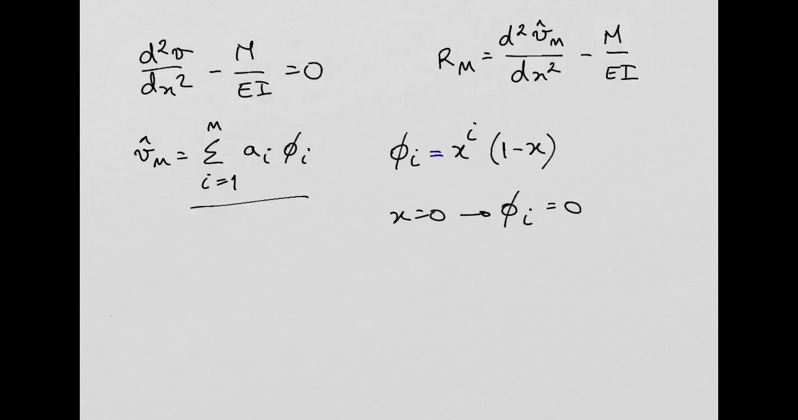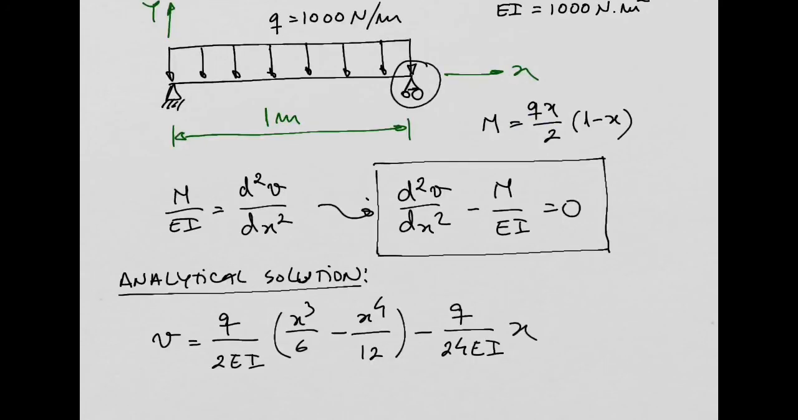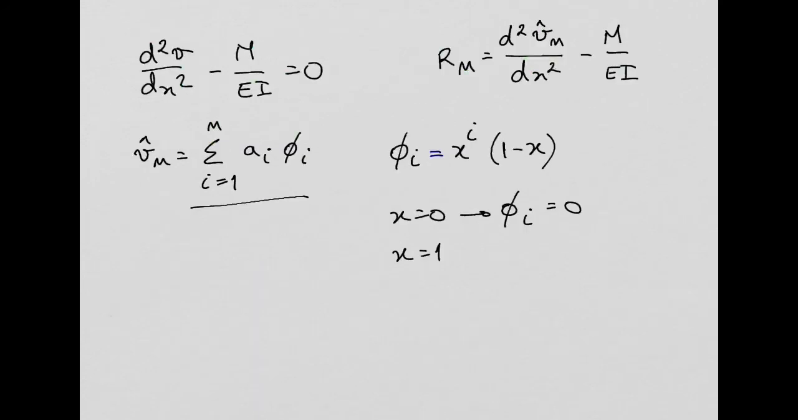What about for x equal to 1, which is the deflection at this support? It needs also to be equal to 0, right? So if you replace in this equation this x by 1, you get 1 minus 1. That will always give you phi i equal to 0. You see? I forgot to mention this, but I'm mentioning this now. So I'm going to build my approximation for V hat using these shape functions you have here.